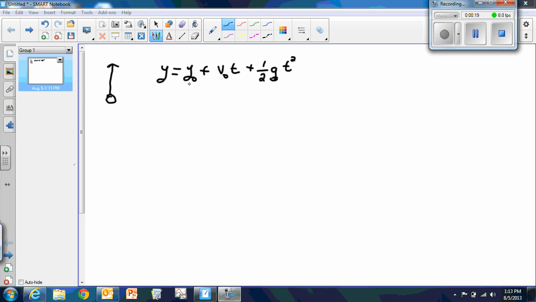y equals my initial y distance. Initial y distance is where I start. y is where I end up. Plus my initial velocity, we call that v naught. This would be y equals y naught plus v naught. v naught and y naught are my initial velocity and initial position, times time. So initial velocity times time, plus 1/2 times g times t squared.